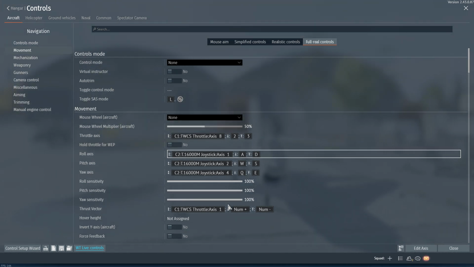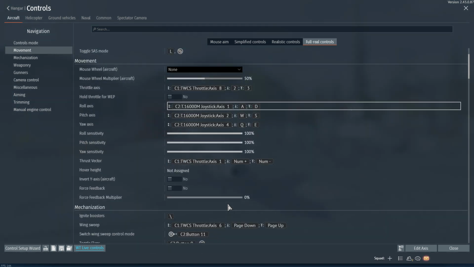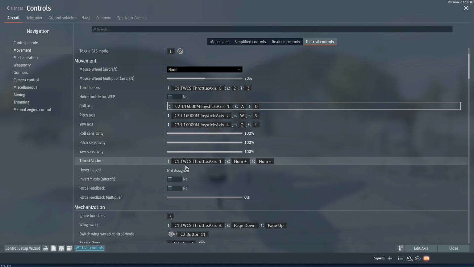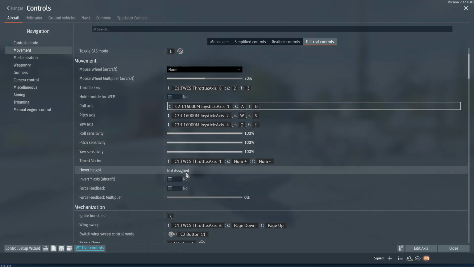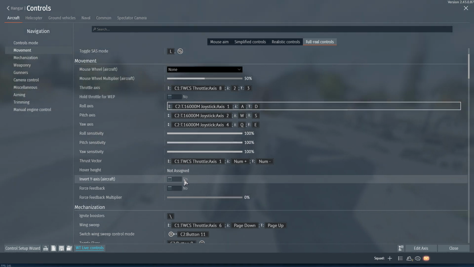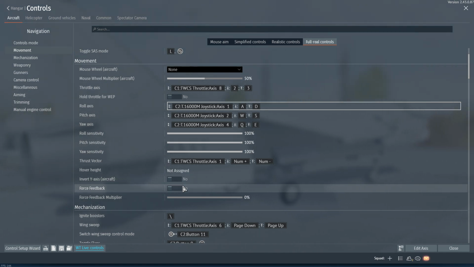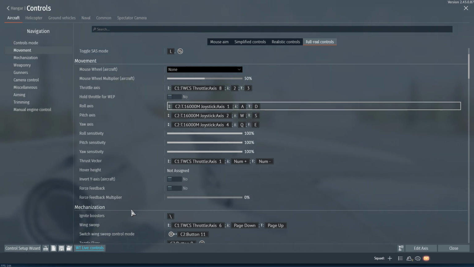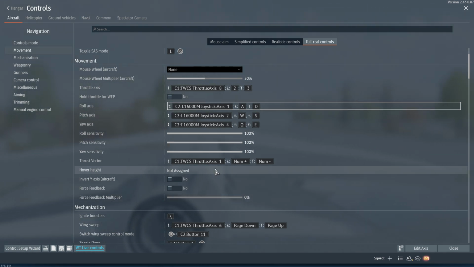And then we're going to scroll down. Thrust vector, don't worry about that for now. Don't worry about this for now. Invert y-axis, we already dealt with that, probably a no. Force feedback, no, we're not going to deal with that. And force feedback multiplier, no, that's all silly stuff. We're going to go over mechanization in a moment, but we're done for now.